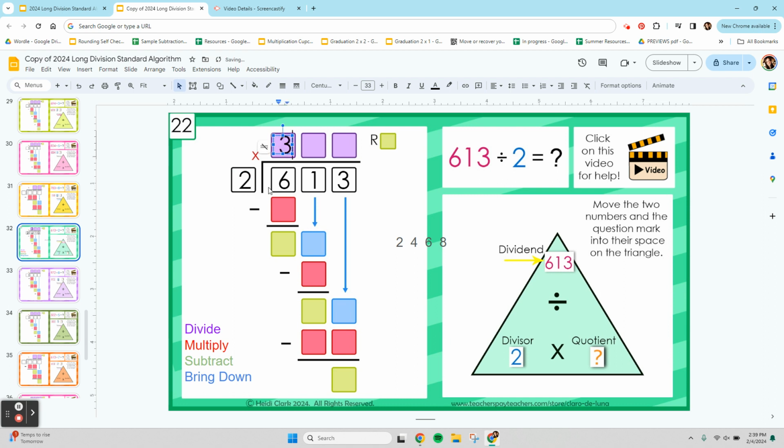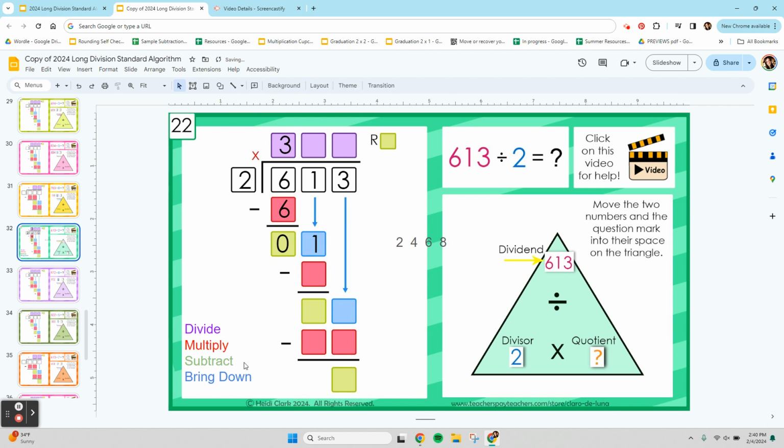The next step is to multiply. If you are ever stuck, just think about the last thing that you touched. So we put this 3 in, we're going to use it. 3 times 2 is 6. Our next step is to subtract. So we have a 0 there. Then bring down your 1.